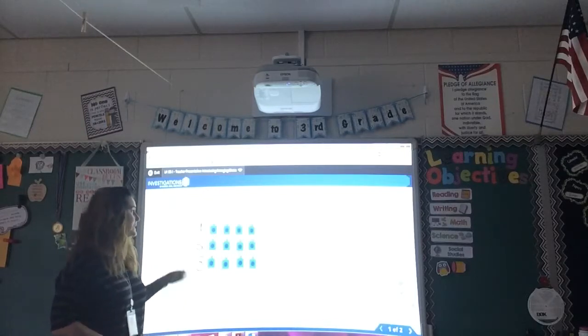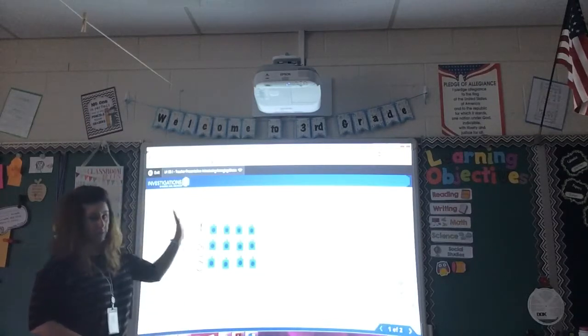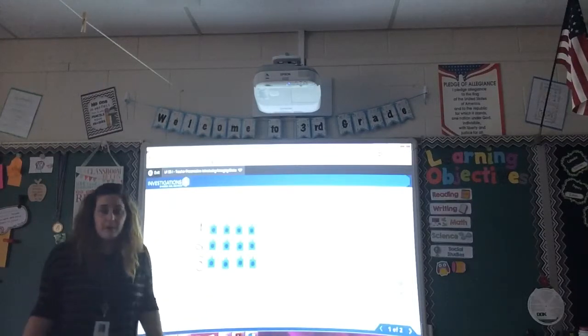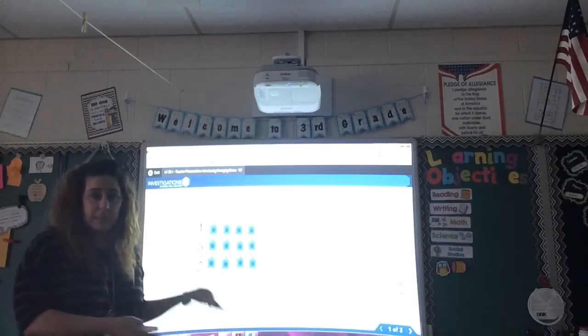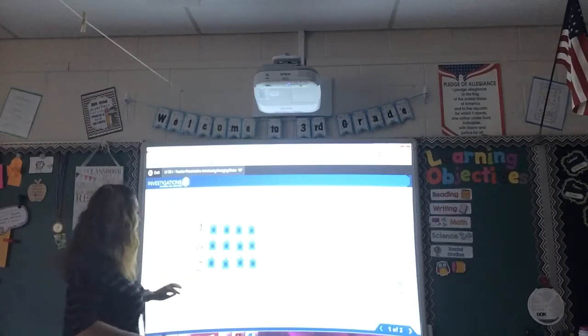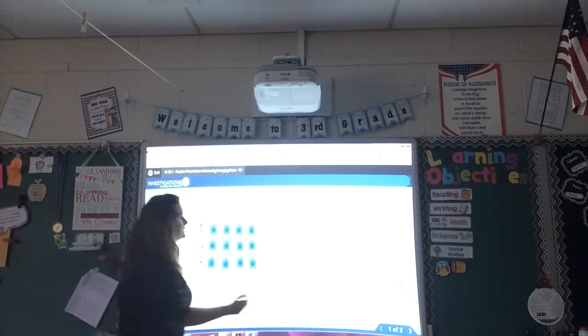Then I asked the students, how many are in each row? And they raised their hand. They said, there's 4 in each row. So then I said, well, what would be my multiplication problem for this picture? Rows always go first. So there are 2 factors. My number of rows always goes first.